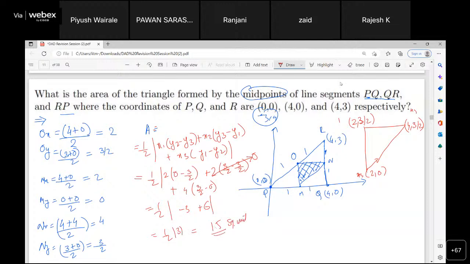Hello? Any doubt in this part? You can also try it. I am just quickly going through it. So at first you need to find out the coordinates and then we can apply this simple formula, right? Yes, got it. Sure, okay.